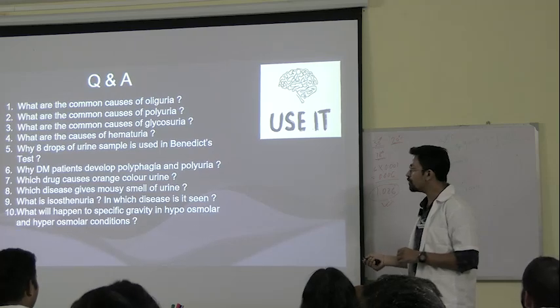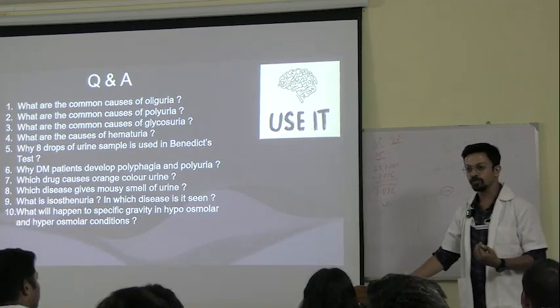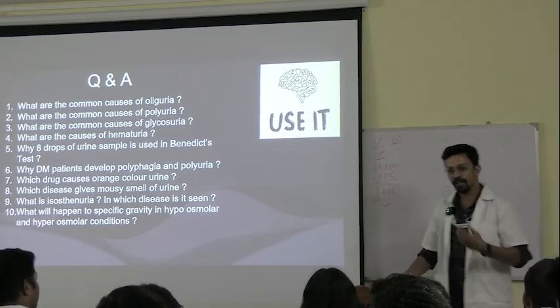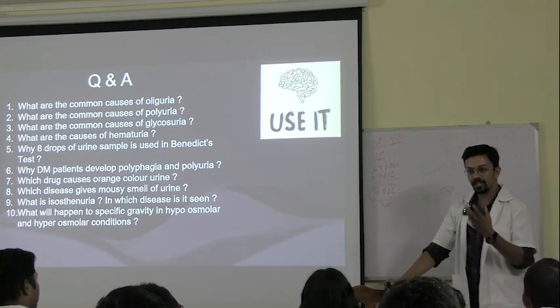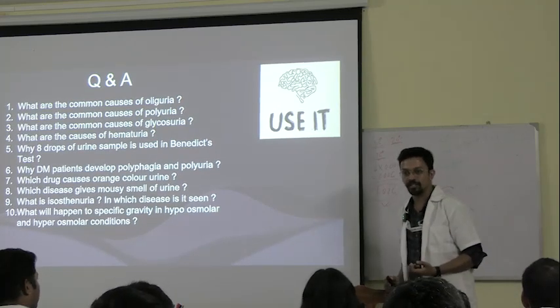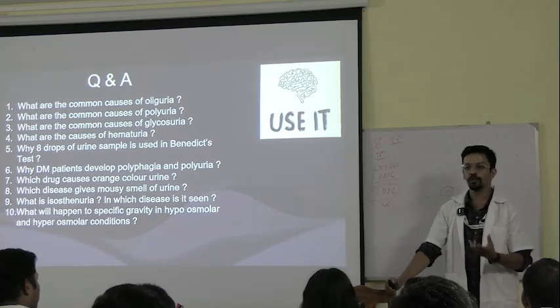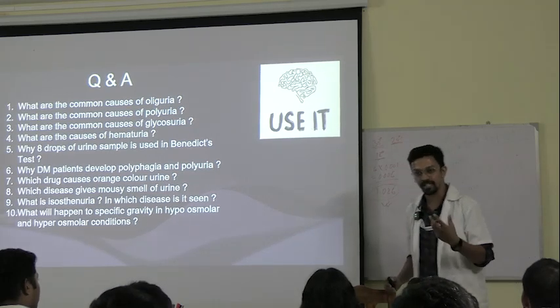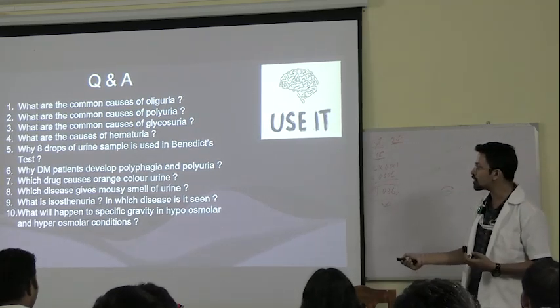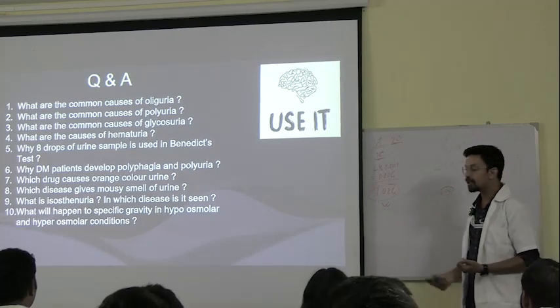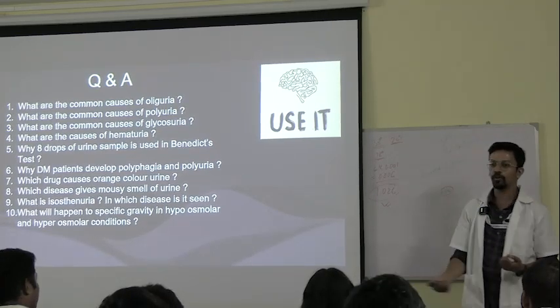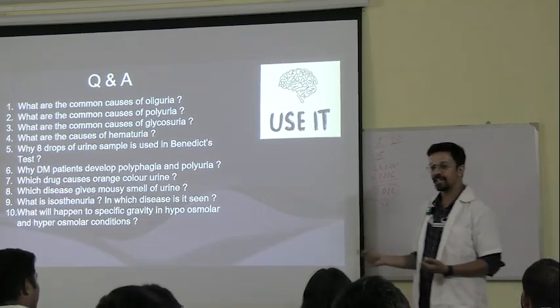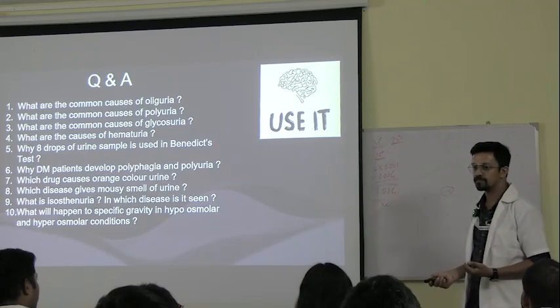So what is hypoosmolar? Hypo means less, osmolar means osmolarity is less. When will the osmolarity be less? If the constituents are less in the urine, then only it will become hypoosmolar. If hyperosmolar, hyper means more, osmolarity more. Why is osmolarity more? Because the constituents are more. So if it is hypoosmolar, the specific gravity will be less. If it is hyperosmolar, the specific gravity will be more. As simple as that. Just break the words to understand the terminologies.